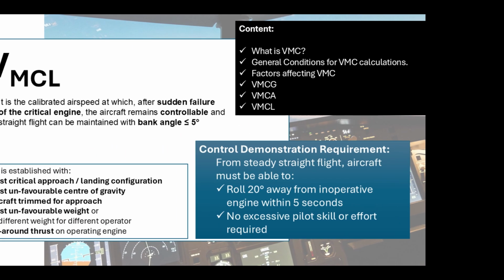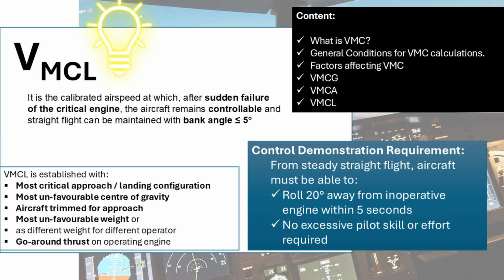VMCL, the minimum control speed during approach and landing with all engines operating, is the calibrated airspeed at which, when the critical engine is suddenly made inoperative, it is possible to maintain control of the airplane with that engine still inoperative, and maintain straight flight with an angle of bank of not more than 5 degrees. VMCL must be established with the airplane in the most critical configuration, or, at the option of the applicant, each configuration for approach and landing with all engines operating.